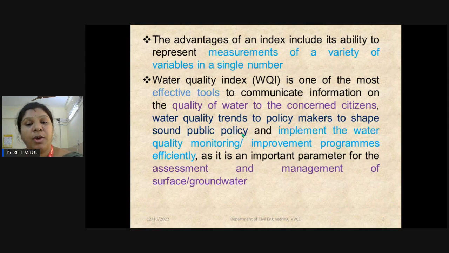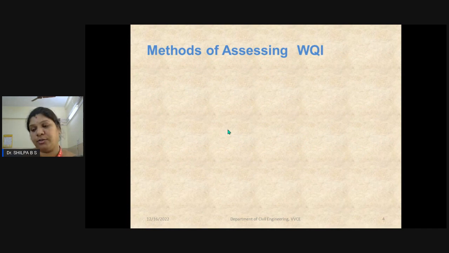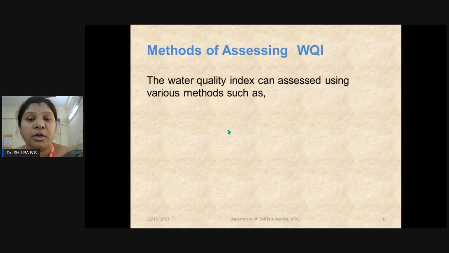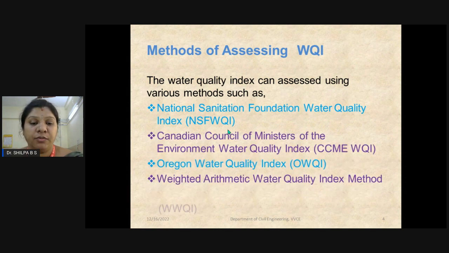And to know the water quality trend, we can also use this WQI, and then implement the water quality monitoring program or the water quality improvement program very effectively. So we can use the WQI as the basis. The various methods are used to assess the WQI. So these are the various WQIs that are being used.